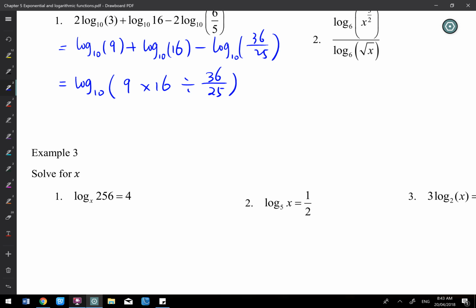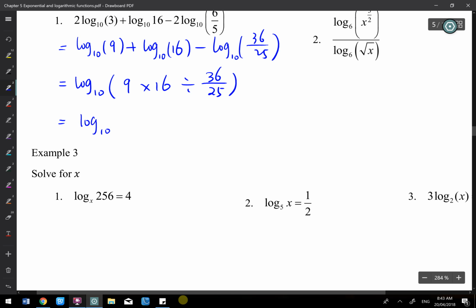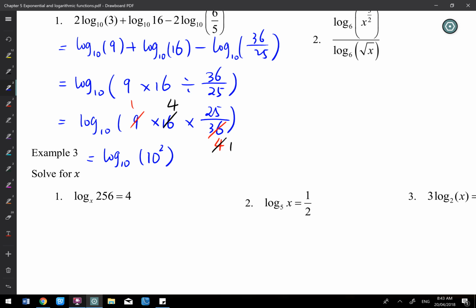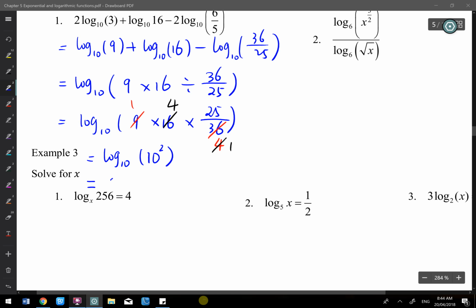Okay, add is the same as times, minus is division. So that's log 10, 9 times 16 times 25 over 36. 9 and 36 becomes 4. 4 and 16 have another 4 here. So that gives you log 10 100. 100 is 10 to the power of 2, well, 4 times 25 is 100, so that's 10 to the power of 2. And that gives you 2.